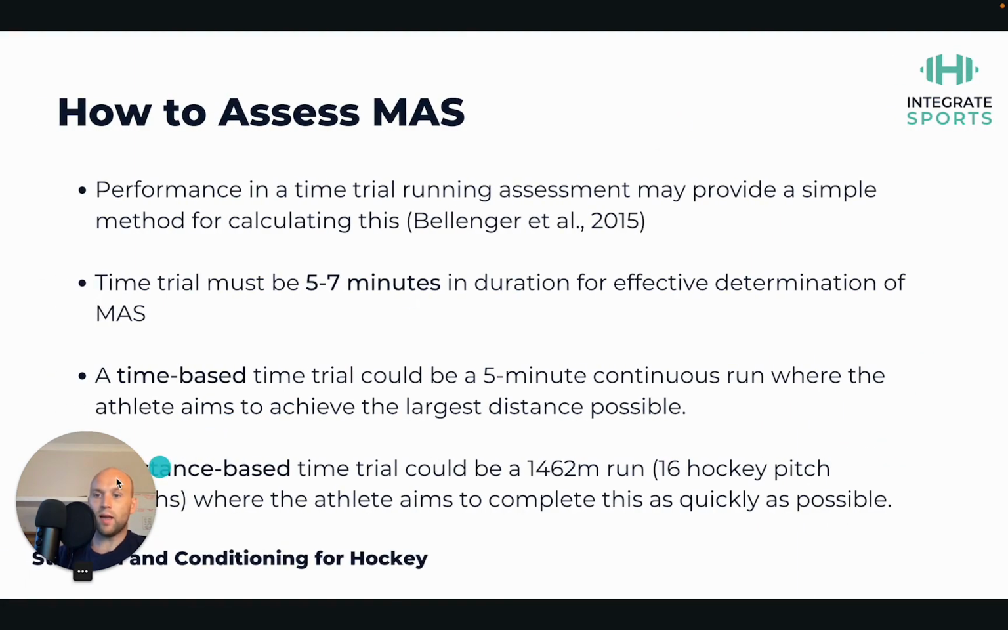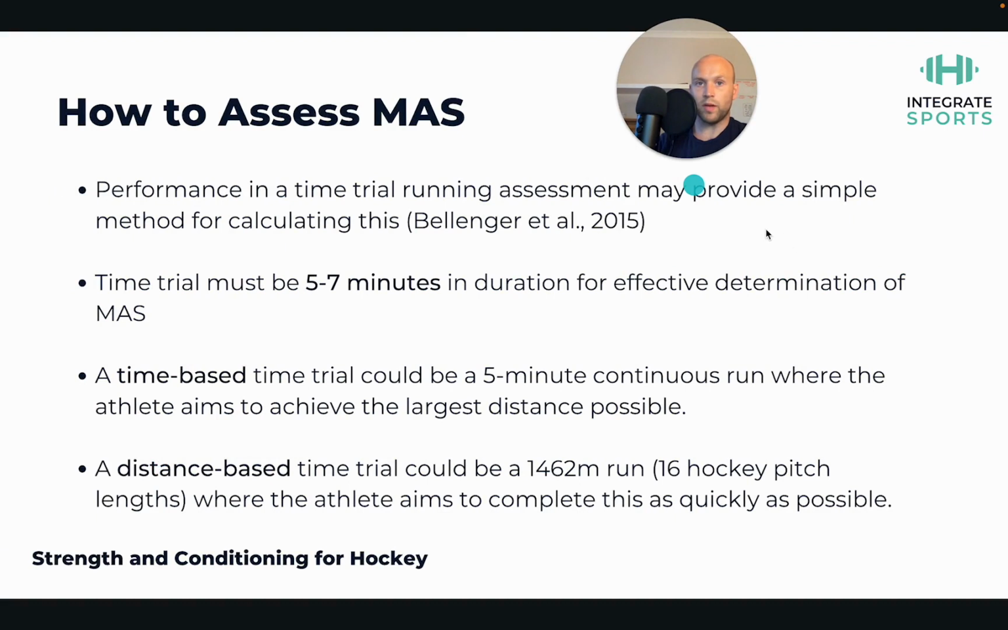How do we assess it? There's a couple of ways we can do this, but one of the simplest ways is using a time trial assessment. A time trial should be around 5 to 7 minutes in duration in order to have an effective determination of MAS. If we use something like a 1 or 2 minute run, the score achieved will be very, very high, but it will also be a highly anaerobic score. It will, based on the duration, not really account for MAS. So something around the 5 to 7 minute mark is required for determination of MAS reliably.